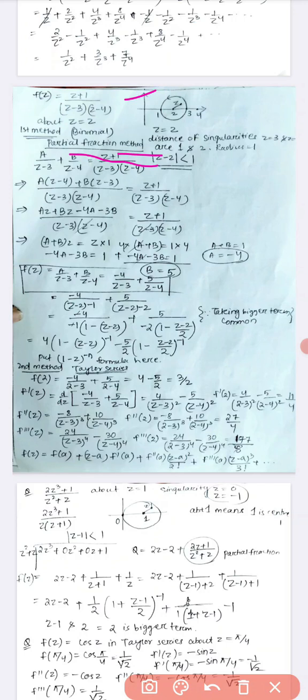Since the question asks to find the expansion about z minus 2, convert the denominators to z minus 2 minus 1 for z minus 3, and z minus 2 minus 2 for z minus 4. Then, as I have told you, take the bigger term as common. Since 3 and 4 are outside, z minus 2 will always be less than 1, 3 and 4.